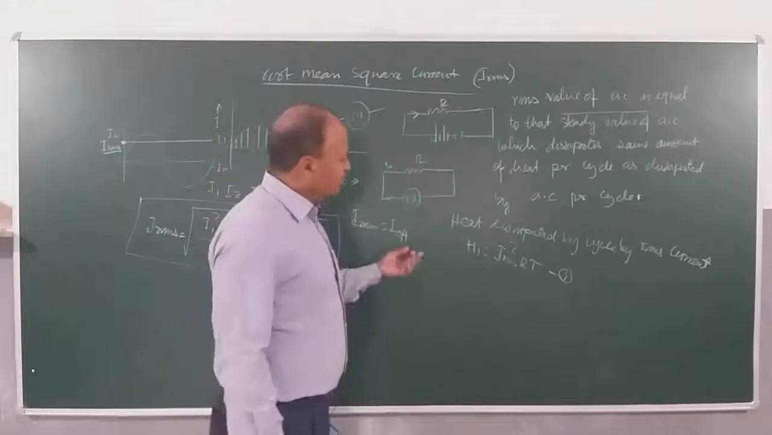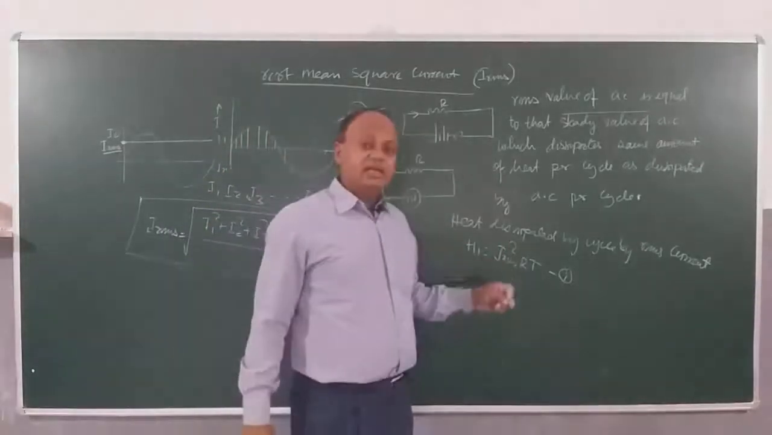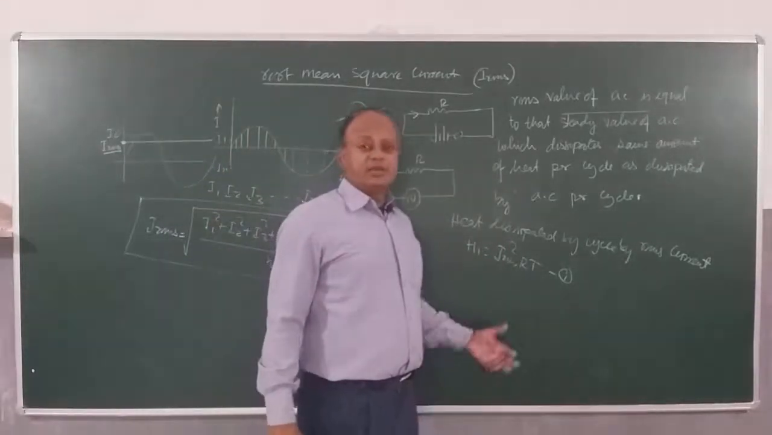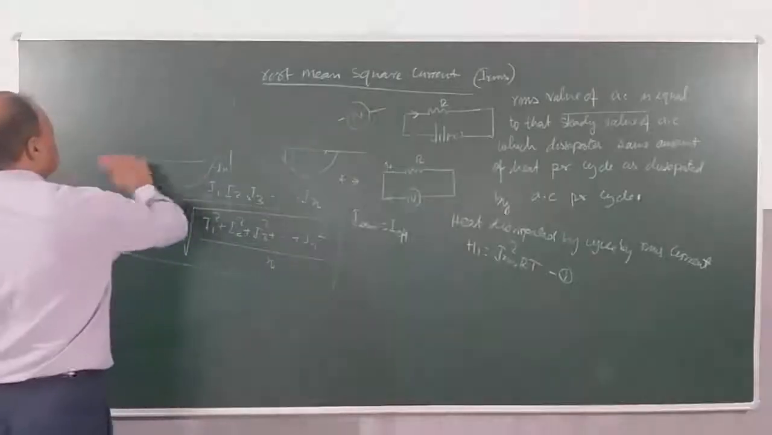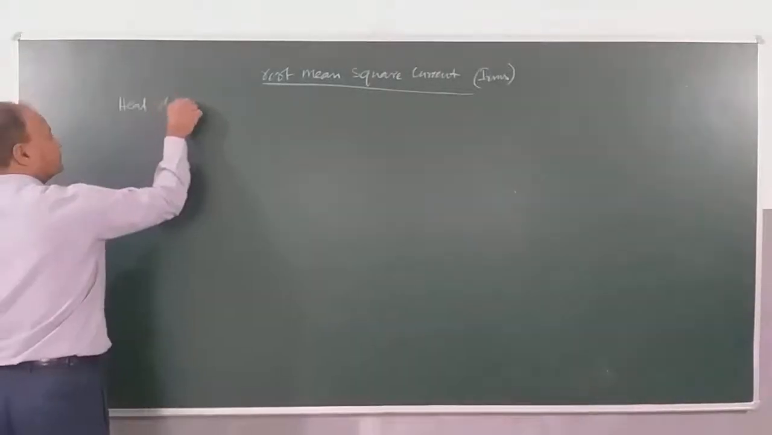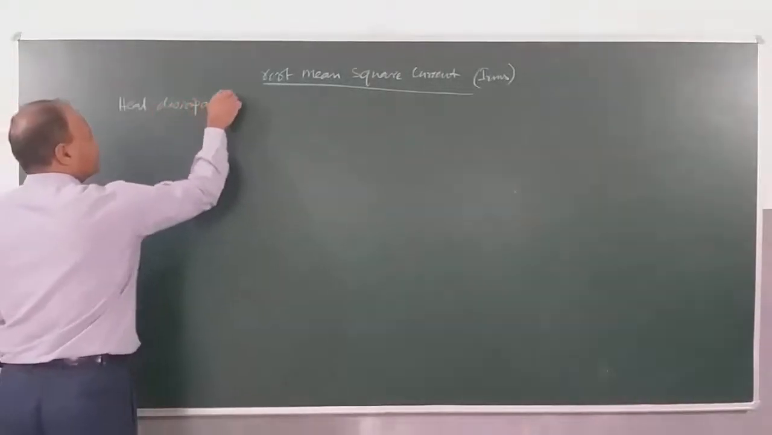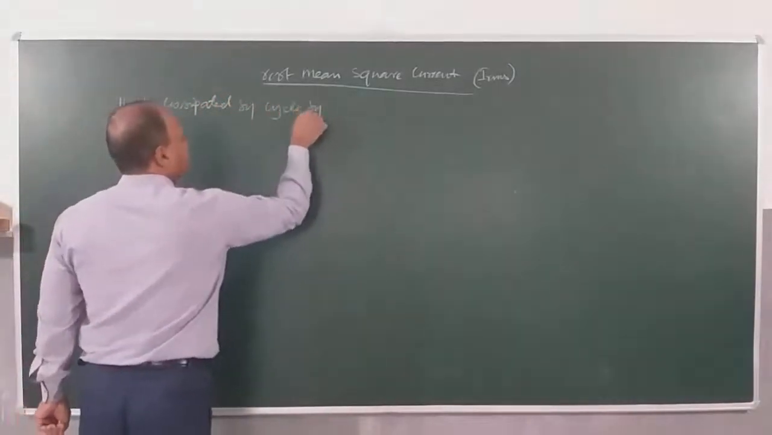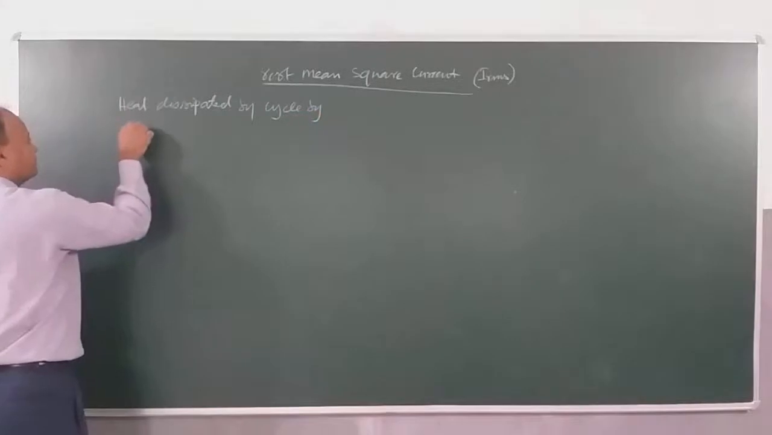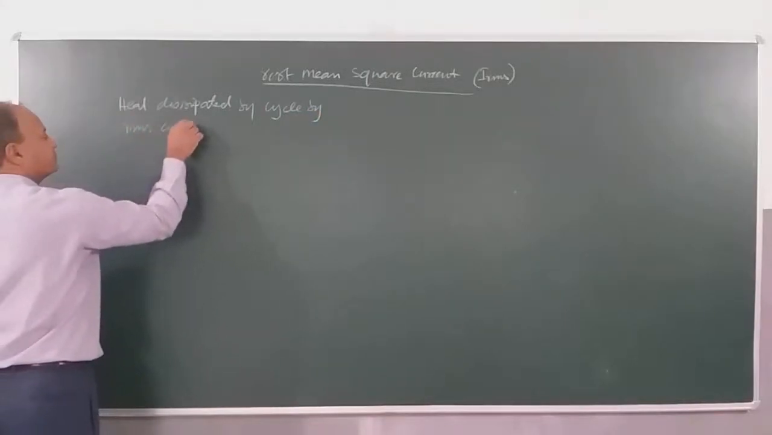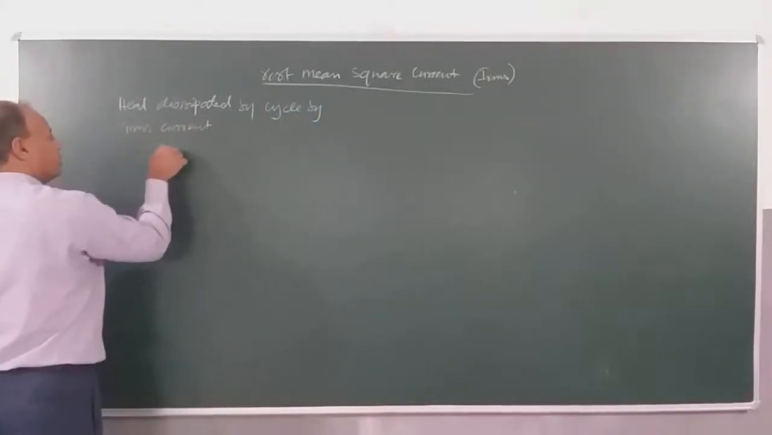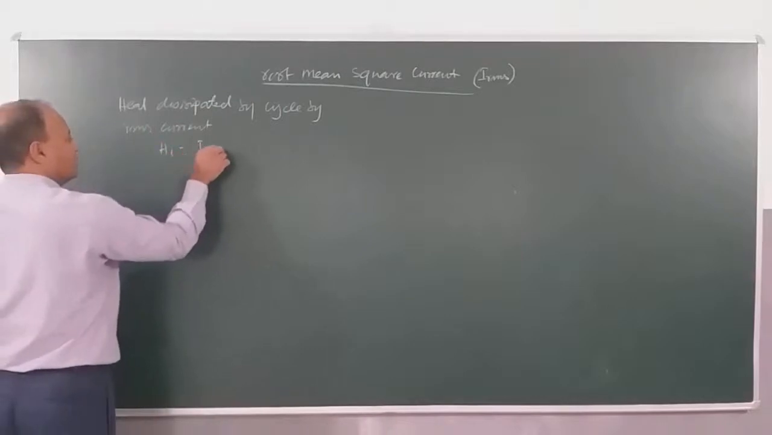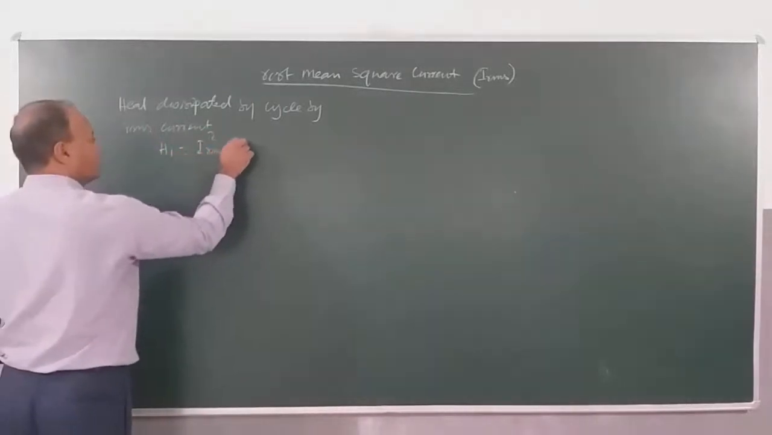Okay. Now I will calculate the heat dissipated by AC per cycle. How much heat is dissipated? Heat dissipated per cycle by RMS current, I already wrote it. H1 is equal to I RMS whole square R into T.